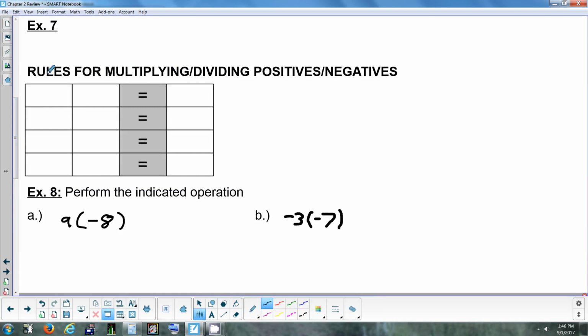Now, we're talking about multiplying and dividing. The rules are exactly the same. Mr. Hager's going to put a plus first. What's he going to put second? Another plus. So when I multiply or divide a positive by a positive, what do I get, Gemini? Positive. Not a negative.